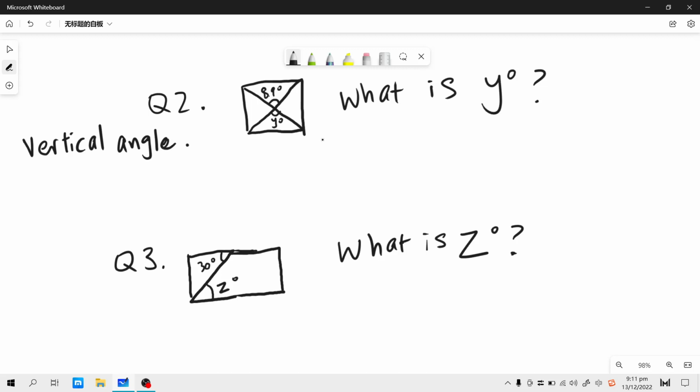Alright, so let's go through now. So this is a vertical angle, so these 2 angles are mirror images. So you can just copy the 89 here, paste it here. So y just equals 89 degrees. Easy, huh? Okay, off to question 3.